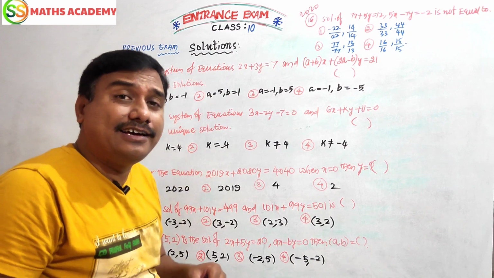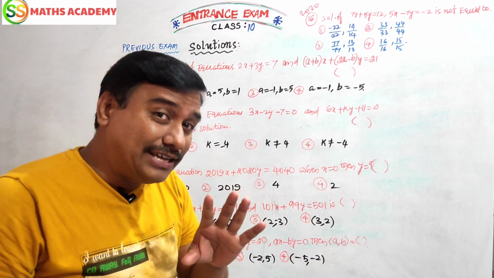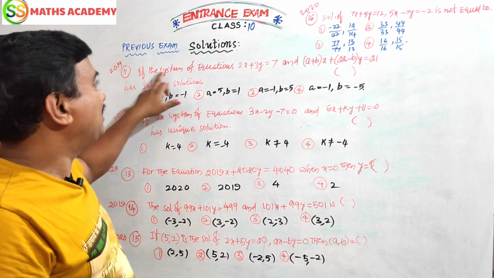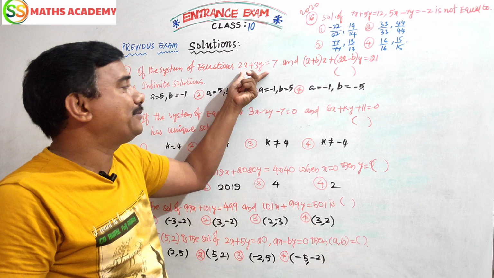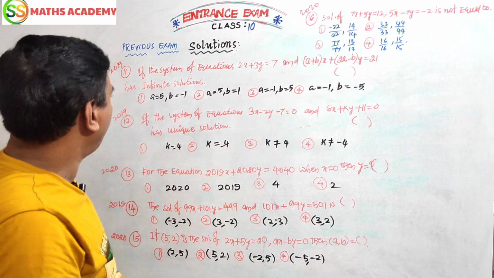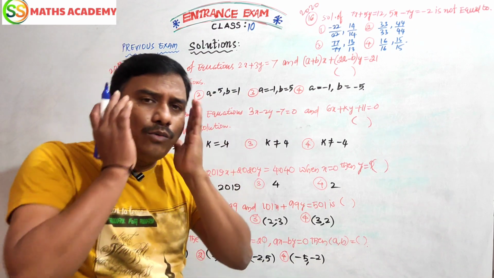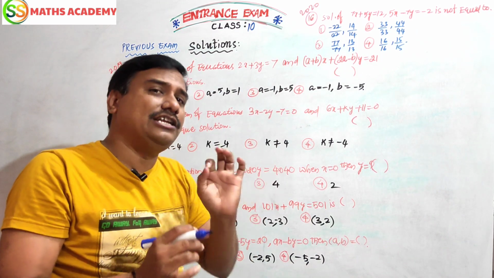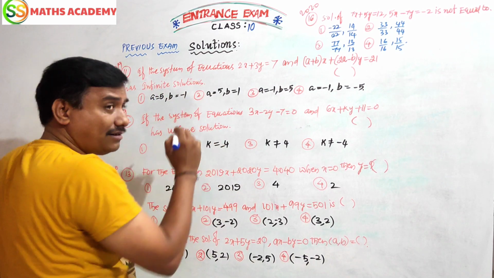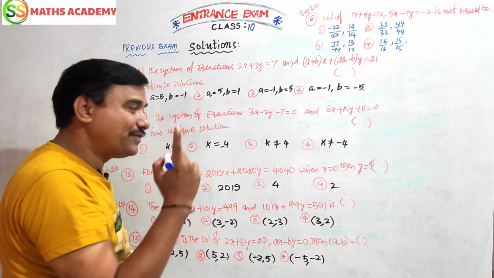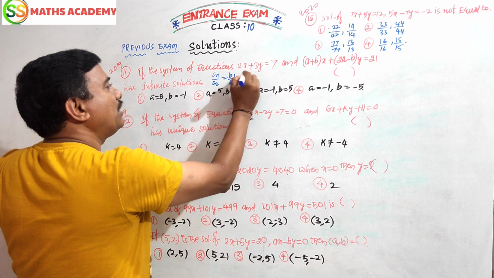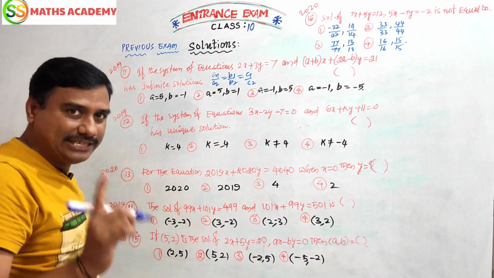Friends, see the 2019 and 2020 questions with shortcut solutions. The 11th question: if the system of equations 2x plus 3y equals 7 and (a plus b)x plus (2a minus b)y equals 21 has infinite solutions. What is the meaning of infinite solutions? What is the keyword here? Infinite means the second condition or third condition. Third condition, very good. That is nothing but a1 by a2 equals b1 by b2 equals c1 by c2. It is the third condition.